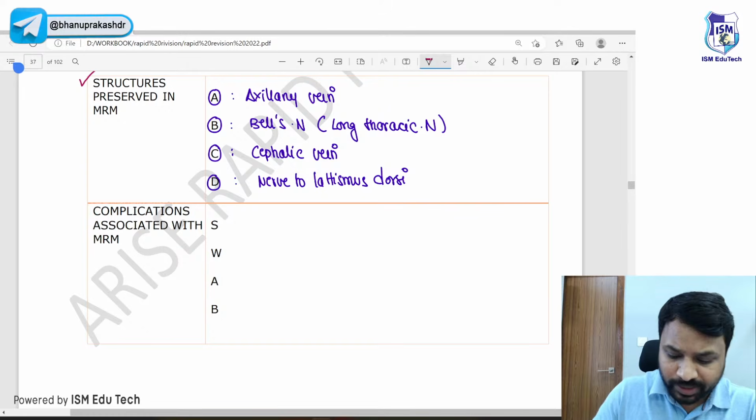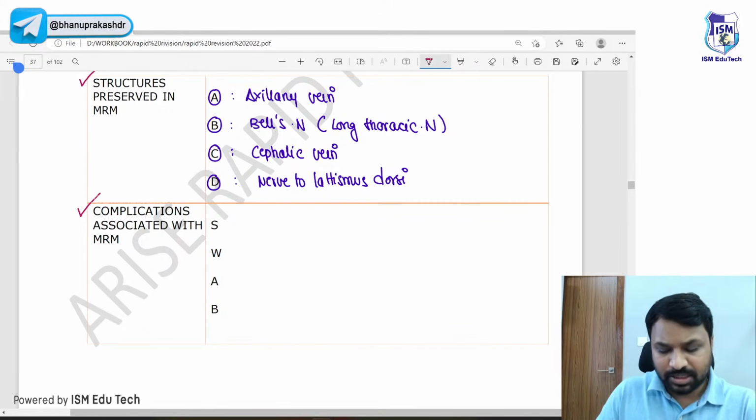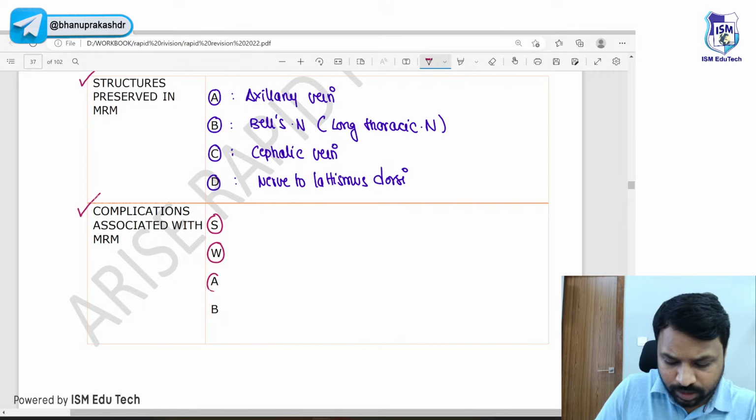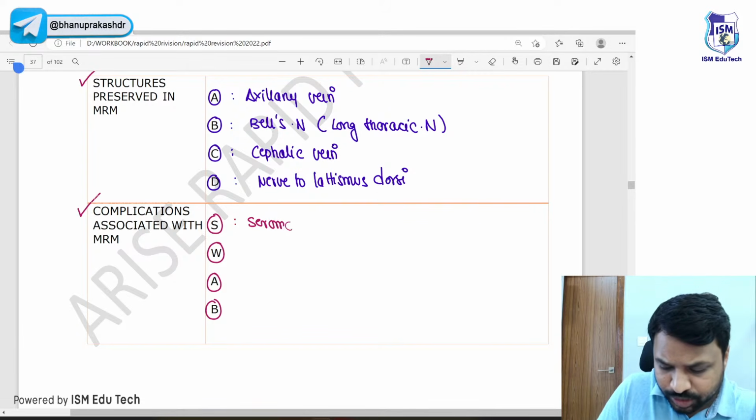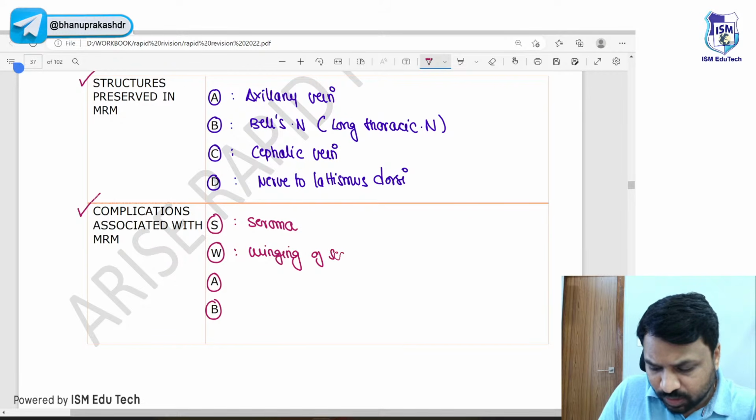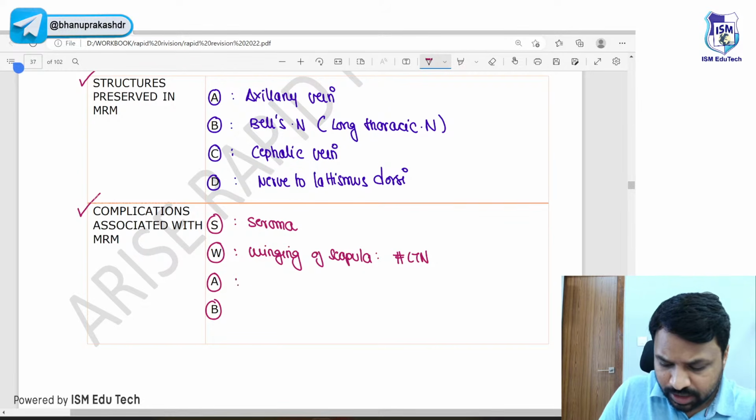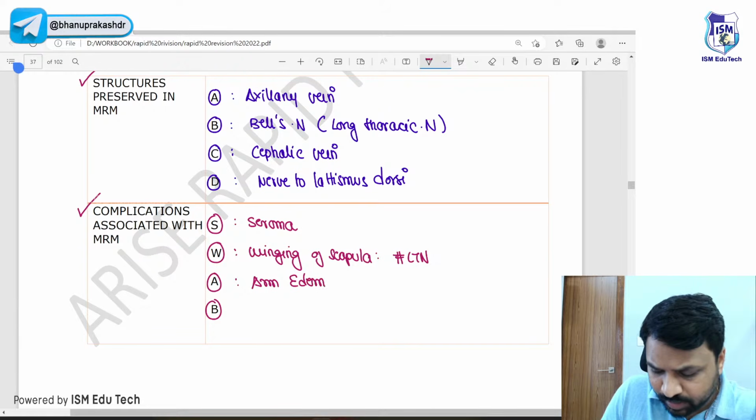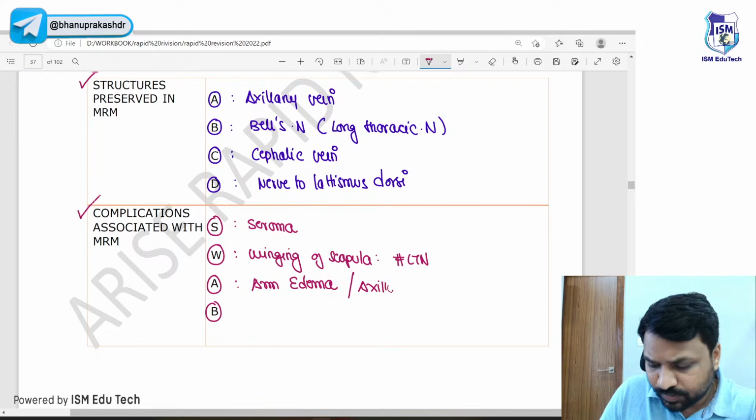What are the complications of modified radical mastectomy? They can be remembered by a small mnemonic, that is SWAB. S stands for seroma formation. W stands for winging of scapula. I hope everybody knows the winging of scapula is because of damage to the long thoracic nerve during the surgery. A stands for arm edema, that is upper limb edema. Another one is axillary vein thrombosis.